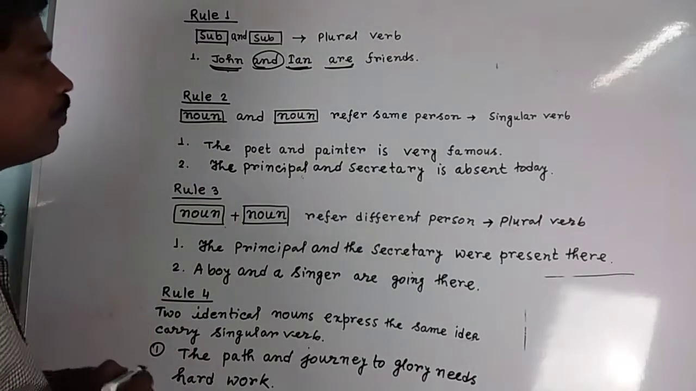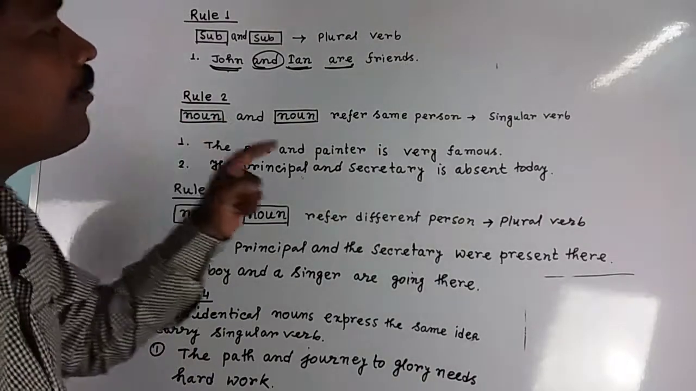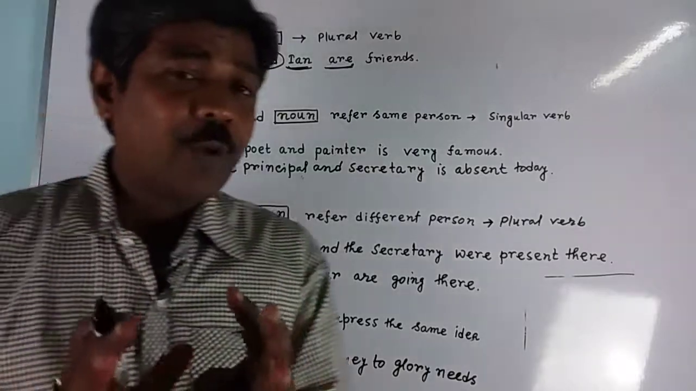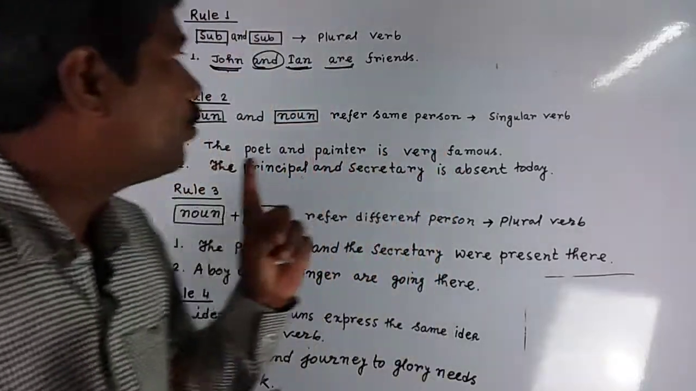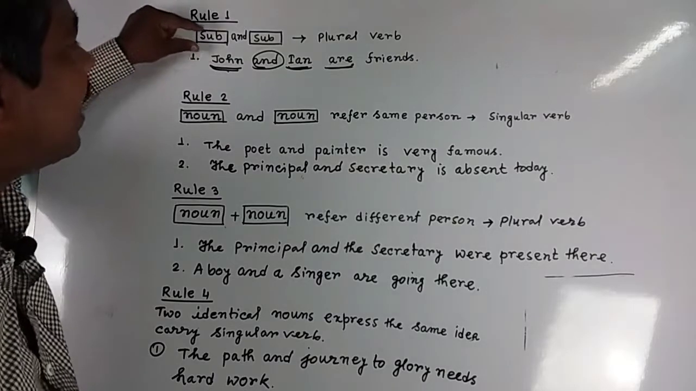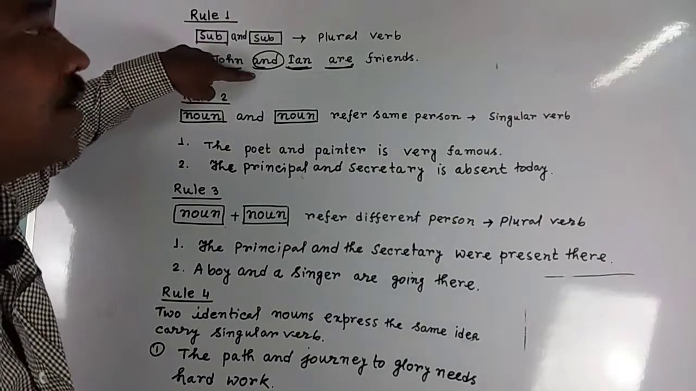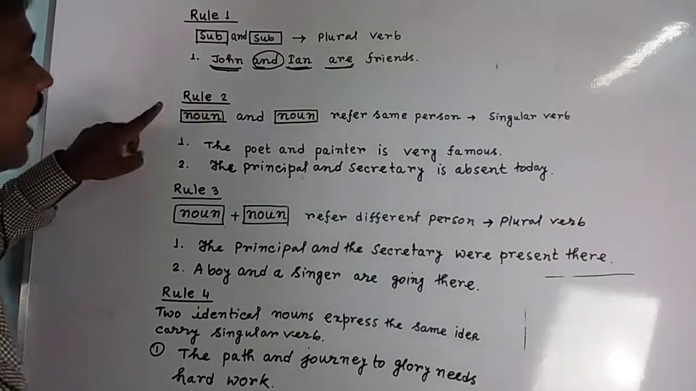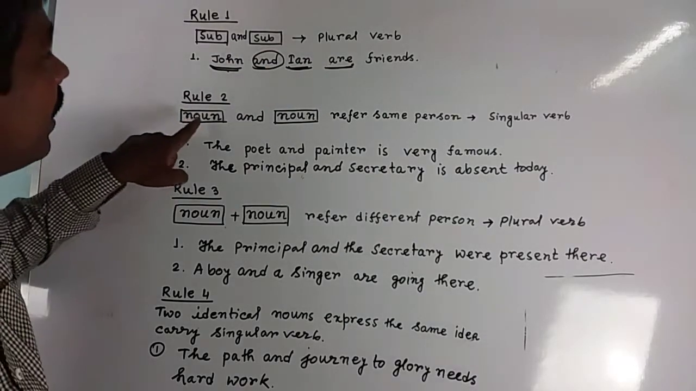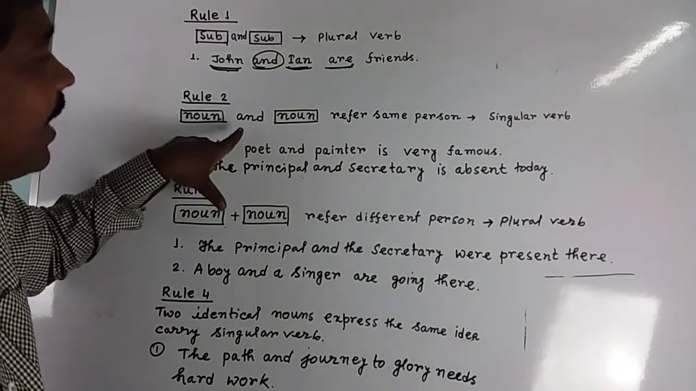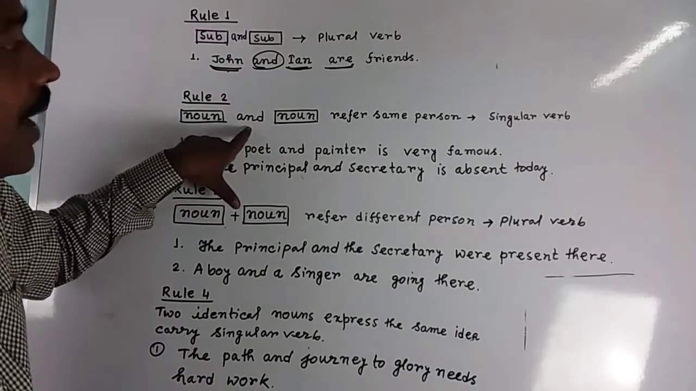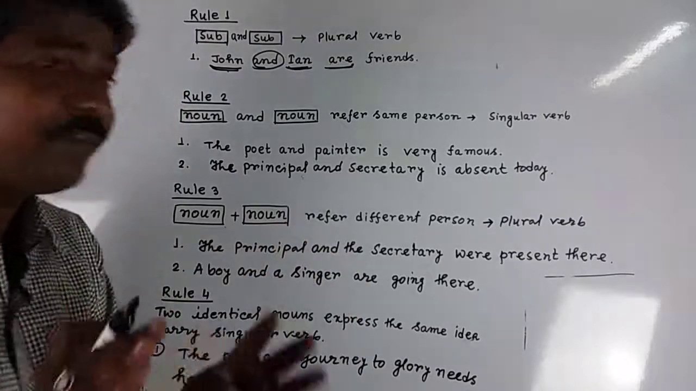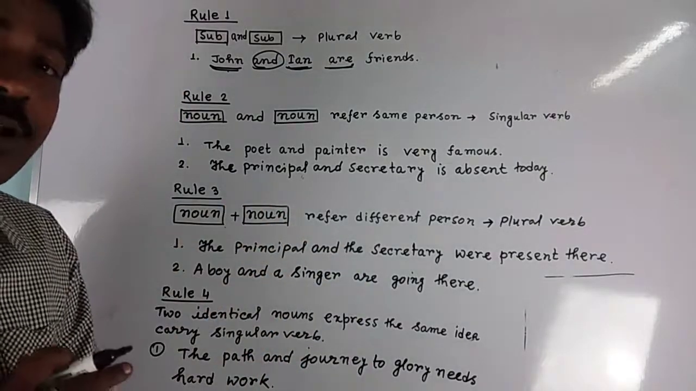In the second rule, noun and noun refer to the same person. My dear friends, this is very important. At first we learned, if there are two nouns joined by and, we have to write down the plural verb. In the second rule, we are saying, if two nouns are joined by and and they refer to the same person, if that happens, the verb will be singular.